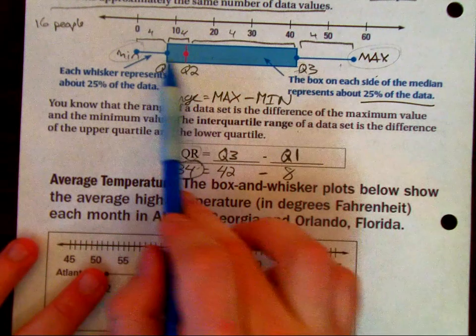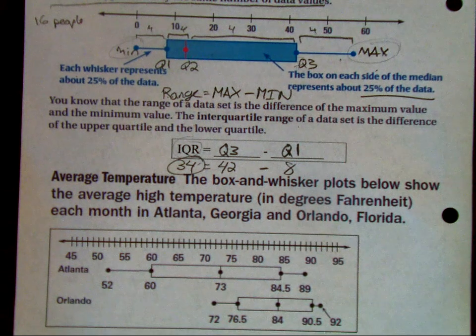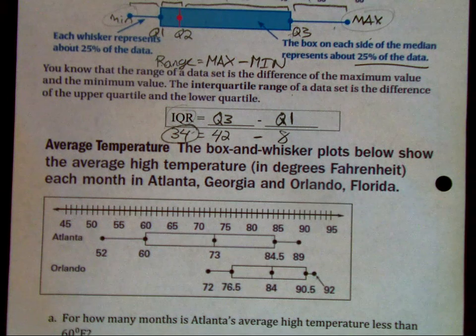And we can kind of get a solid example using this average temperature example in the bottom here. All right. So it says the box plots below show the average high temperatures in degrees Fahrenheit. Unfortunately, not Celsius, but that's okay.